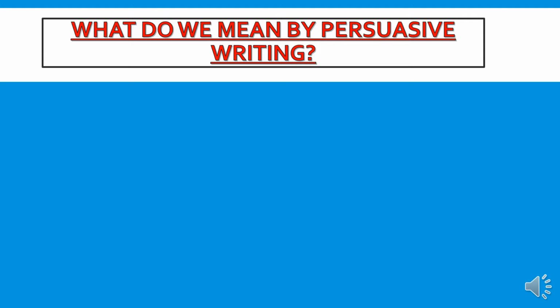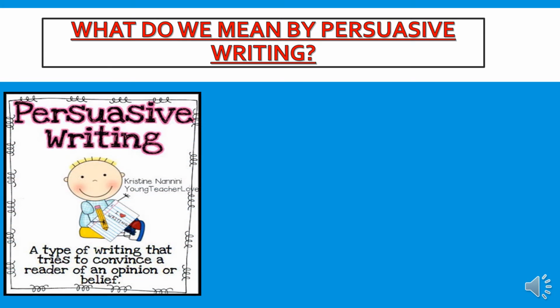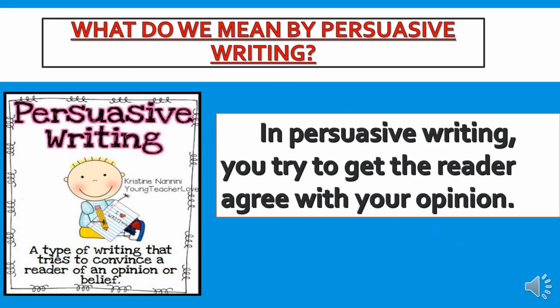What do we mean by persuasive writing? It's a type of writing that tries to convince the reader of an opinion or belief. In other words, in persuasive writing, you try to get the reader to agree with your opinion. This means you write a paragraph stating your opinion about something, you like it or you don't like it, okay? Then you write some sentences to get the reader to agree with your opinion. You try to convince the reader. Is that clear?